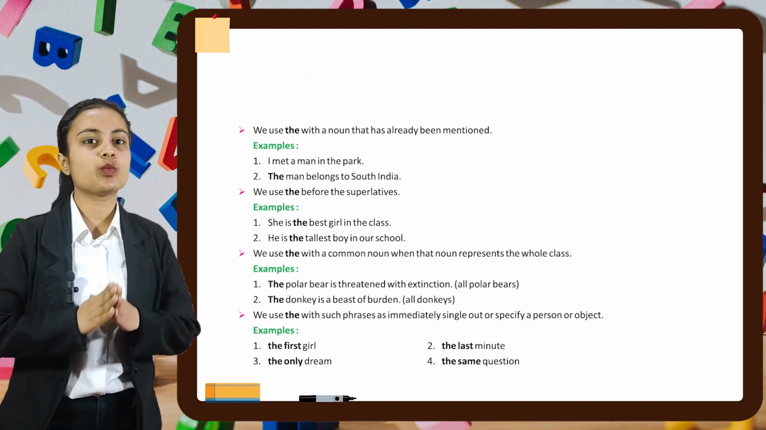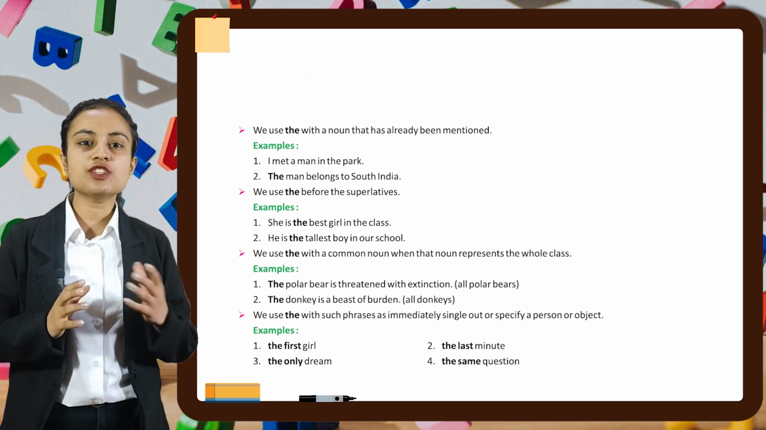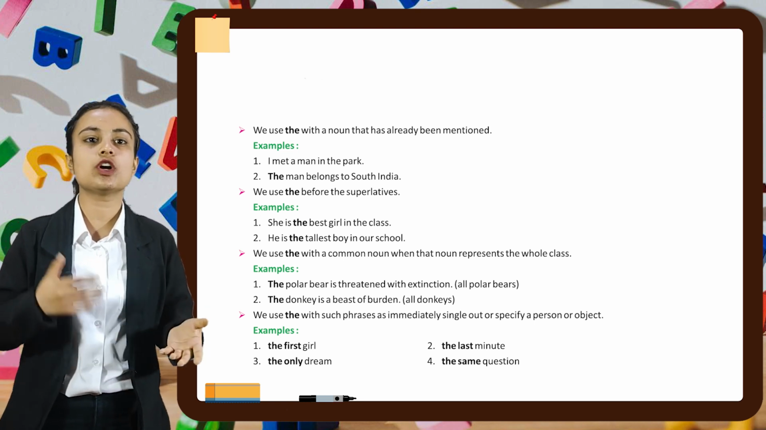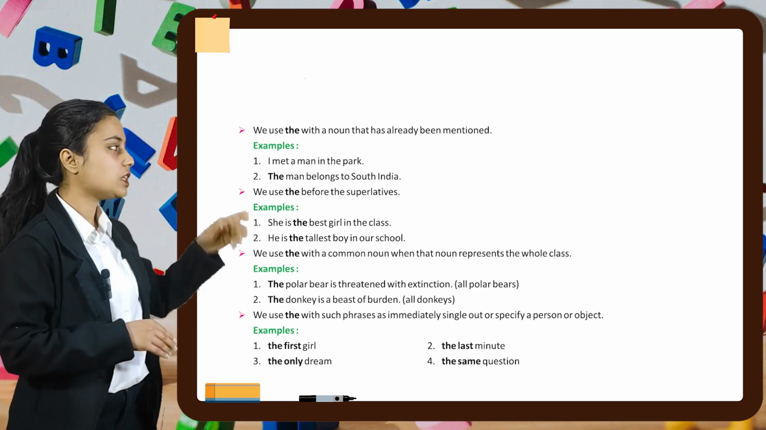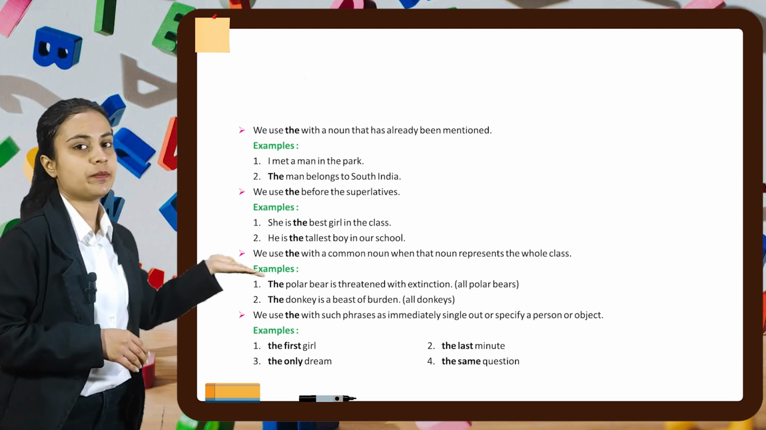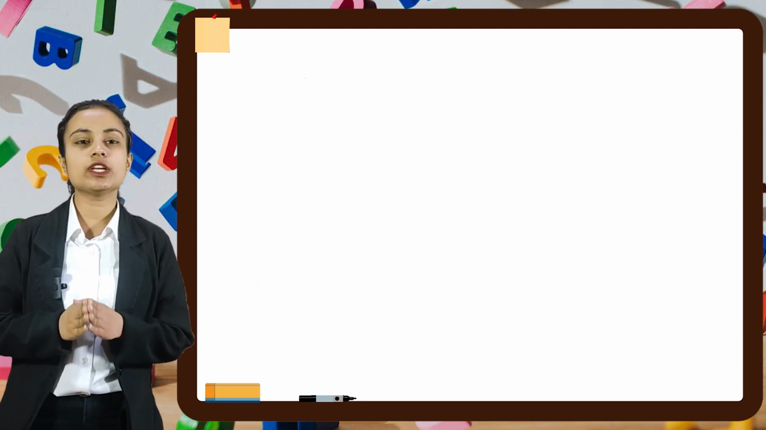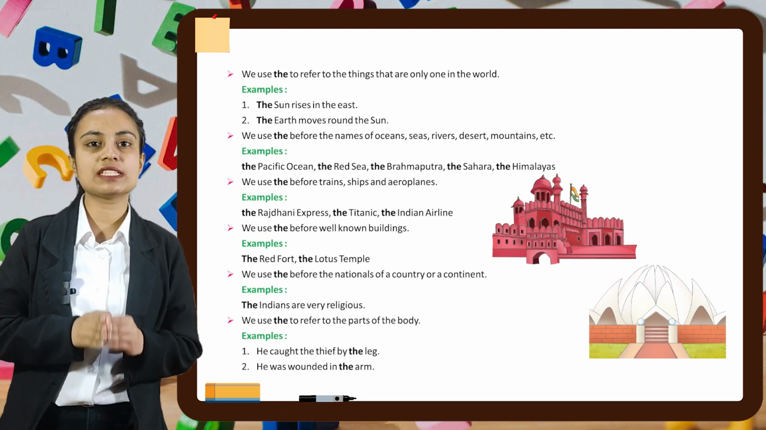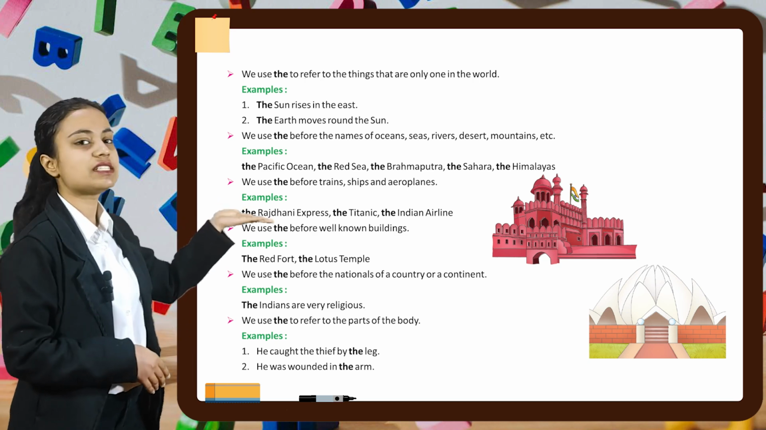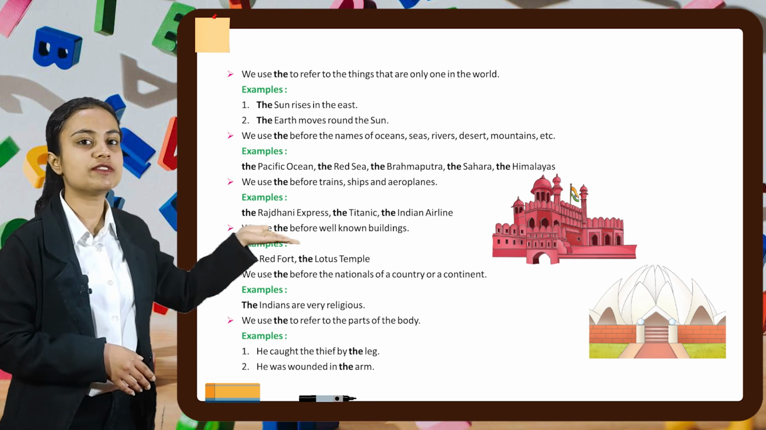Now next, we use the with such phrases as immediately single out or specify a person or object. For example, the first girl, the last minute, the only dream, the same question. We use the to refer to things that are only one in the world. For example, the sun rises in the east. The earth moves round the sun.